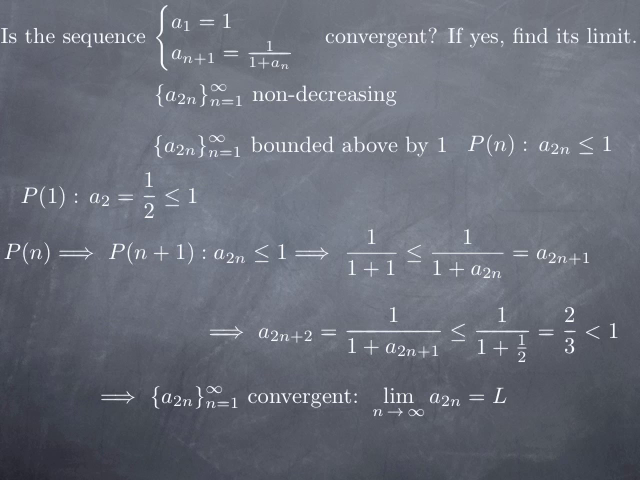In other words, by induction, my sequence indexed by even terms is convergent because it is non-decreasing and bounded above. And so I can call L the limit and see what L must be.